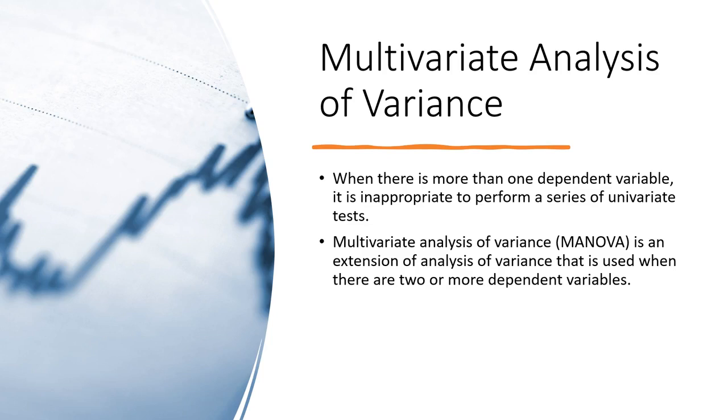So similar to with ANOVA, where it was inappropriate to use a bunch of t-tests, now we're looking at it from the perspective of wanting to combine a bunch of ANOVA analyses and trying to reduce the experiment-wise error in that. So MANOVA is once again an extension of our ANOVA that is used when we have two or more dependent variables.